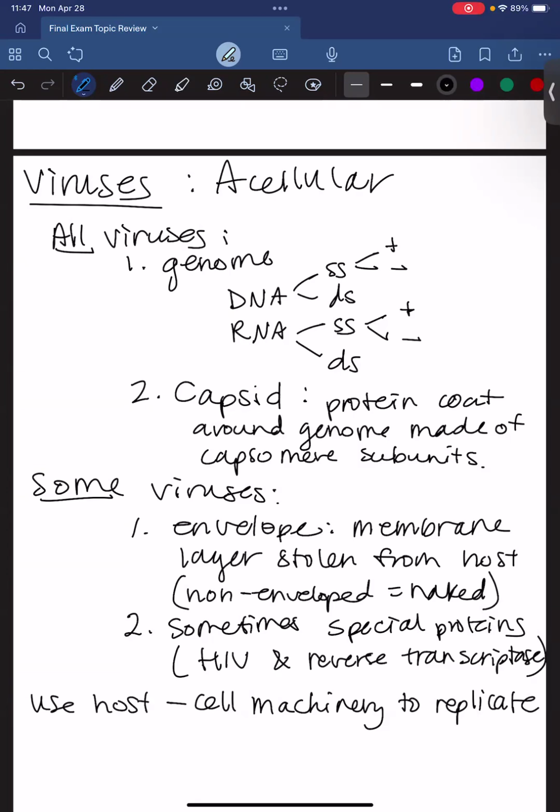Always. And then some other things: if they infect bacteria, we call them bacteriophages. And if you're a bacteriophage, you only infect one species of bacteria. Yeah, that's what we'll use for phage typing.